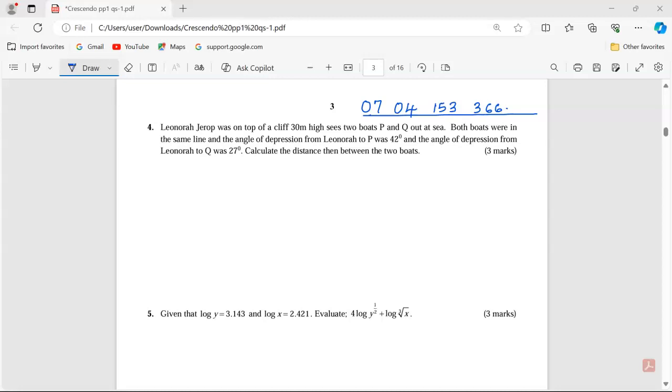We're going to look at number 4, mathematics paper 1. We are told that Leonora was on top of a cliff, 30 meters high, and sees two boats P and Q out at sea. Both boats were in the same line, and the angle of depression from Leonora to P was 42 degrees, and the angle of depression from Leonora to Q was 27. Calculate the distance between the two boats.